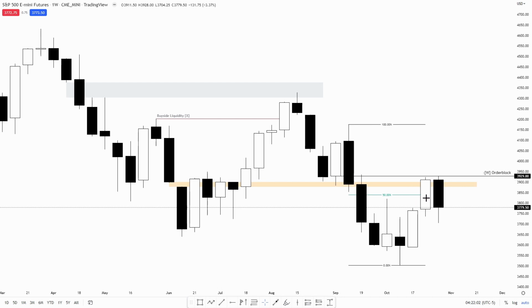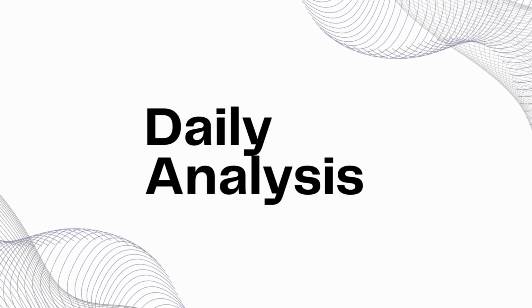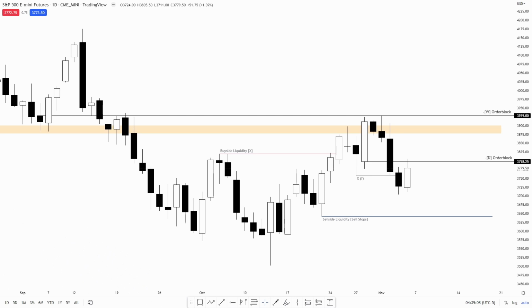And now let's go into the daily chart to see what's making it so confusing to determine the bias for the next week. On the daily chart, things get a little bit complicated. So you can see if we are bearish, we need to decline from the daily order block right here, coupled with this fair value gap.